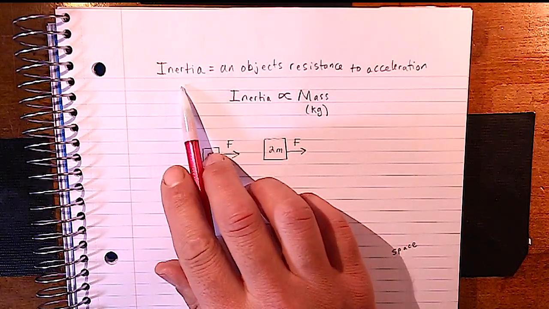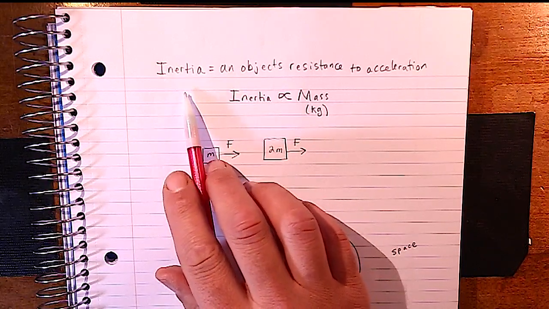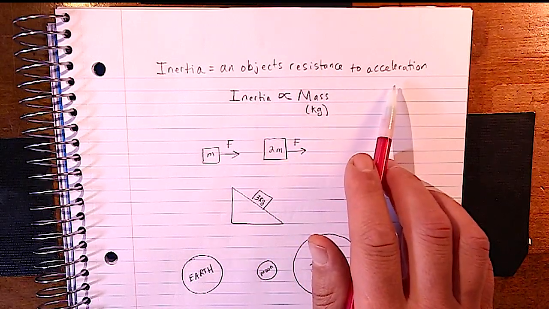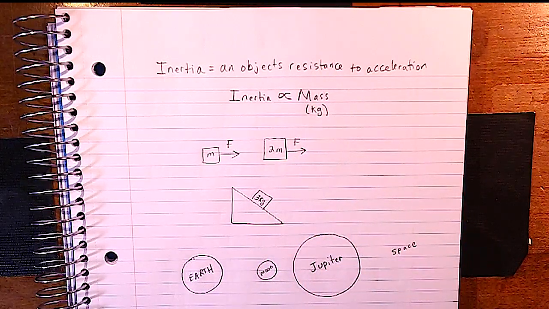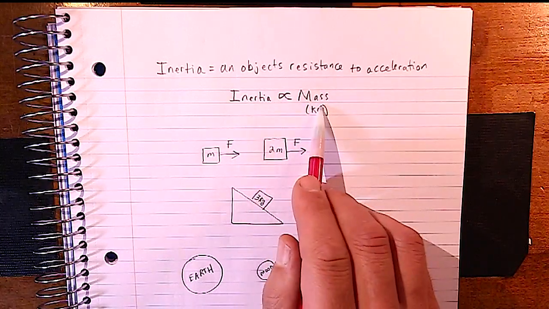The first law is also called the law of inertia. This is an important word. And what inertia is defined as is how much an object resists acceleration. So if we push on an object, that object is going to push back on us. It's going to resist accelerating. So that amount that it resists is its inertia. That's also directly proportional to its mass. So these are essentially synonyms.